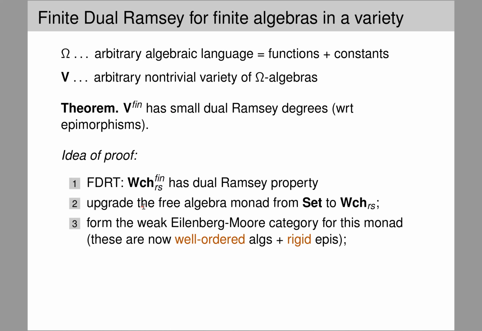And then we use the free algebra monad and upgrade it from sets to the category of finite chains. This is a technicality, but it can be done. So it's not a monad. We work with half a monad. We get rid of eta, and we take the multiplication and the functor and upgrade from sets to chains, and thus form the weak Eilenberg-Moore category for this half a monad. Now these are well-ordered algebras and rigid epimorphisms, and this has the Ramsey property.